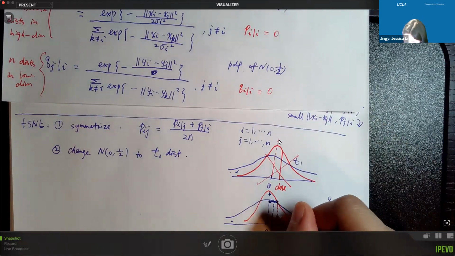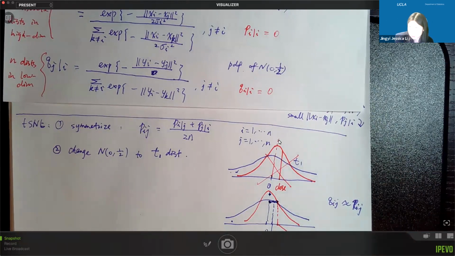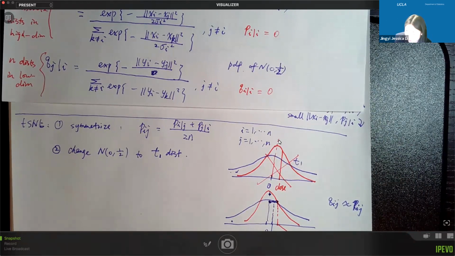But this will be the distance for Yi minus Yj using the normal distribution. So in other words, for the T distribution, for very large Qij, the resulting distance in my 2-dimensional embedding will be smaller. Yi and Yj are closer to preserve that Qij.